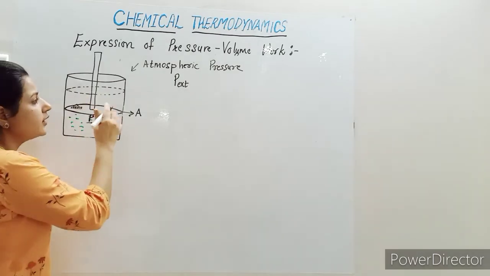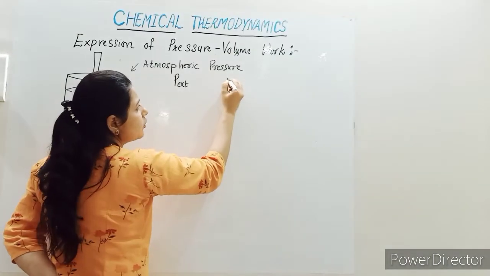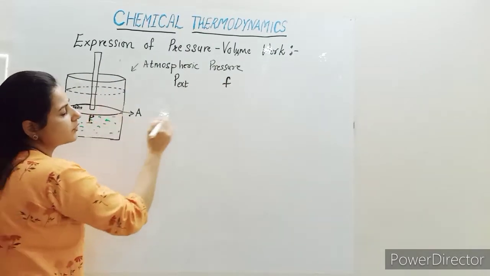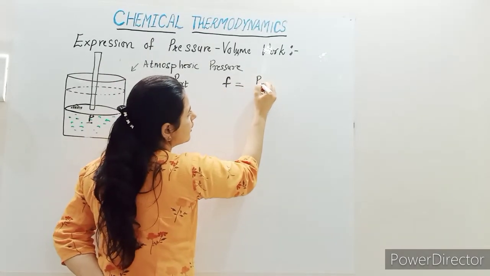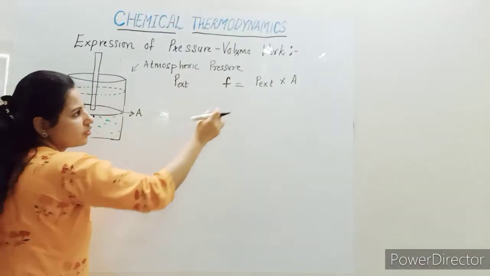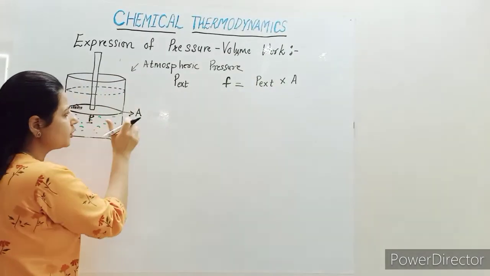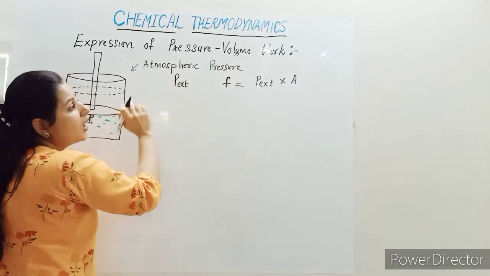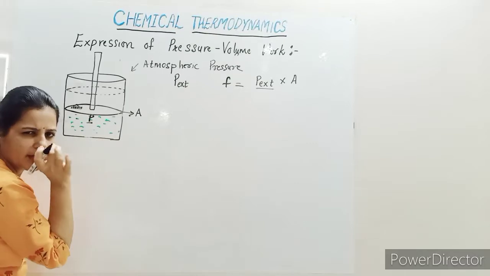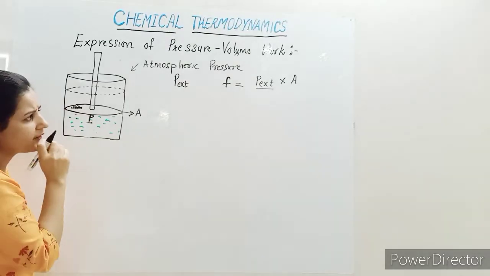Okay, so in this case we know that the force that will be required to move this piston will be your P external into A, pressure into the surface area. Pressure into surface area हमारा हो गया force. अब this pressure is same as the pressure applied by the gas. एकदम छोटा सा ही फर्क है, लगभग सेम ही है.